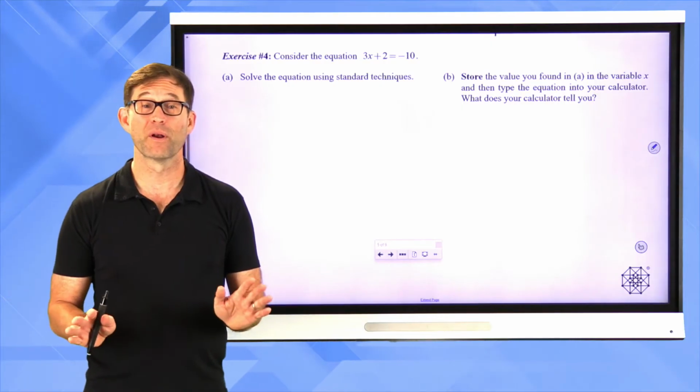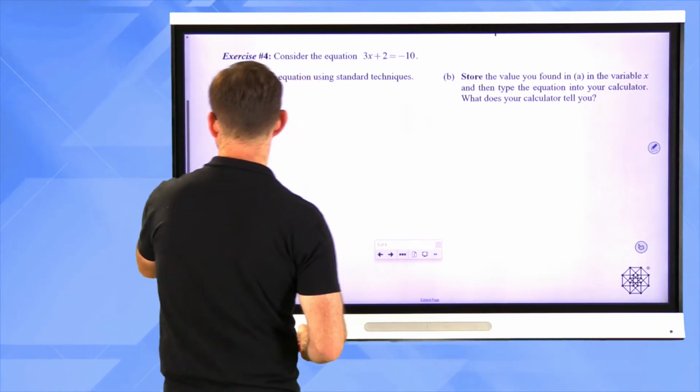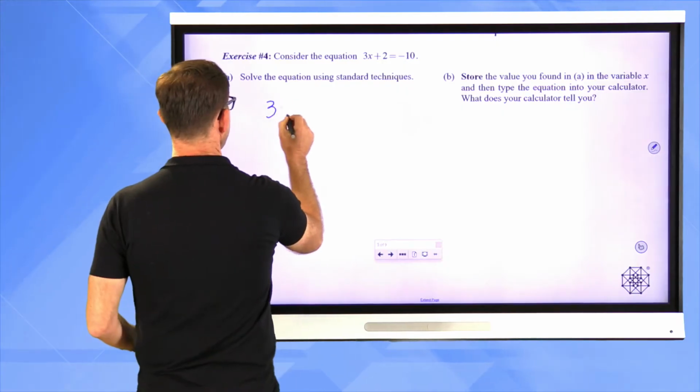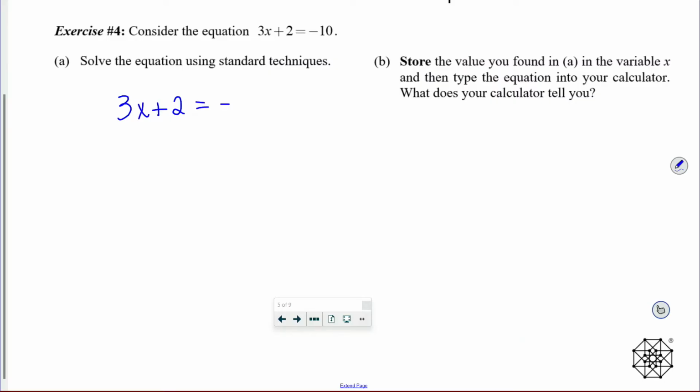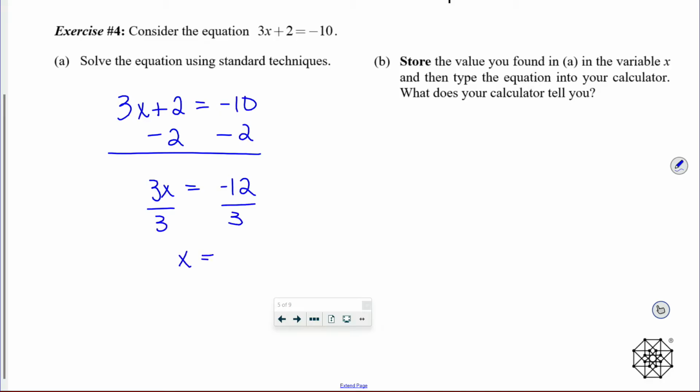I mean, you definitely want to be careful solving it. We can all make mistakes when we solve equations, but let's take a brief amount of time to solve this two-step equation. I'm going to subtract 2 from both sides. I'll get 3x is equal to negative 12. I'll divide by 3 on both sides, and I'll get x equals negative 4.